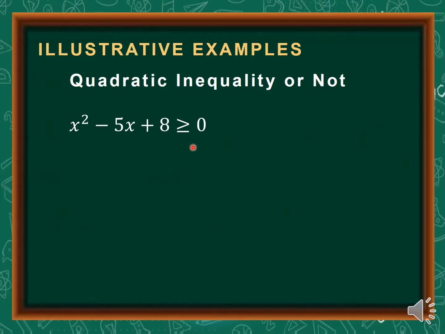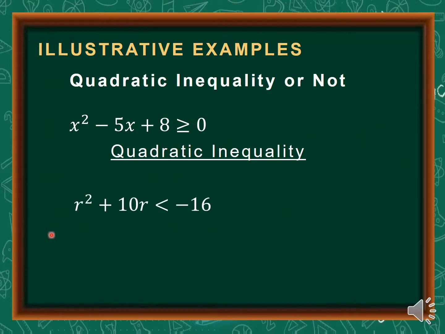Good job. So this is a quadratic inequality because it satisfies the two conditions. First, it is in the degree of 2 and it has an inequality symbol. How about this one? r squared plus 10r is less than negative 16. Is it an example of quadratic inequality?